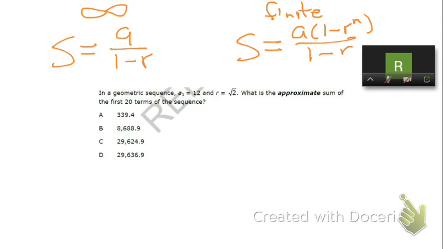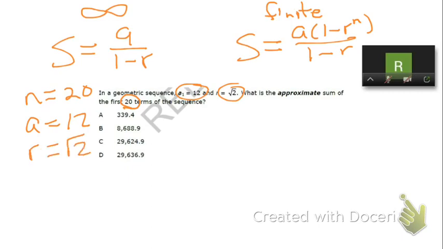Now you got this. We know that n is 20, a is 12, and r is square root 2. Plug it in, work it out, and you get your answer.